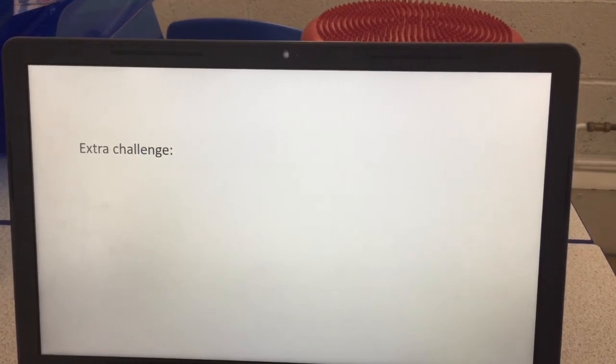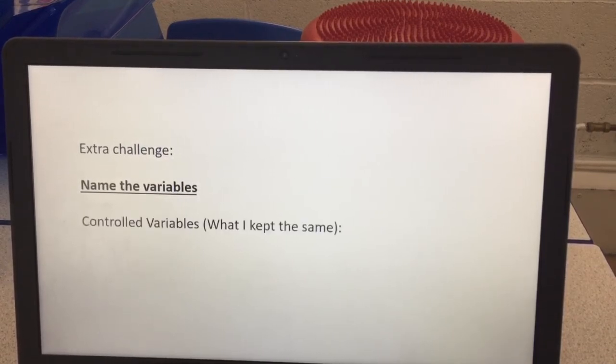Okay, when you've written up your conclusions, I'll set you a couple of extra challenges that you might want to do. So extra challenge 1 would be to name the variables. Now, whenever we do an observation or an investigation or an experiment, we always have different variables within it. We have controlled variables, and these are what you kept the same. So within your experiment, you may have tested 3 different materials or more, but each time you tested a different material, something would have been the same. Okay, I'm not going to give any more away. So what did you control? What did you keep the same?